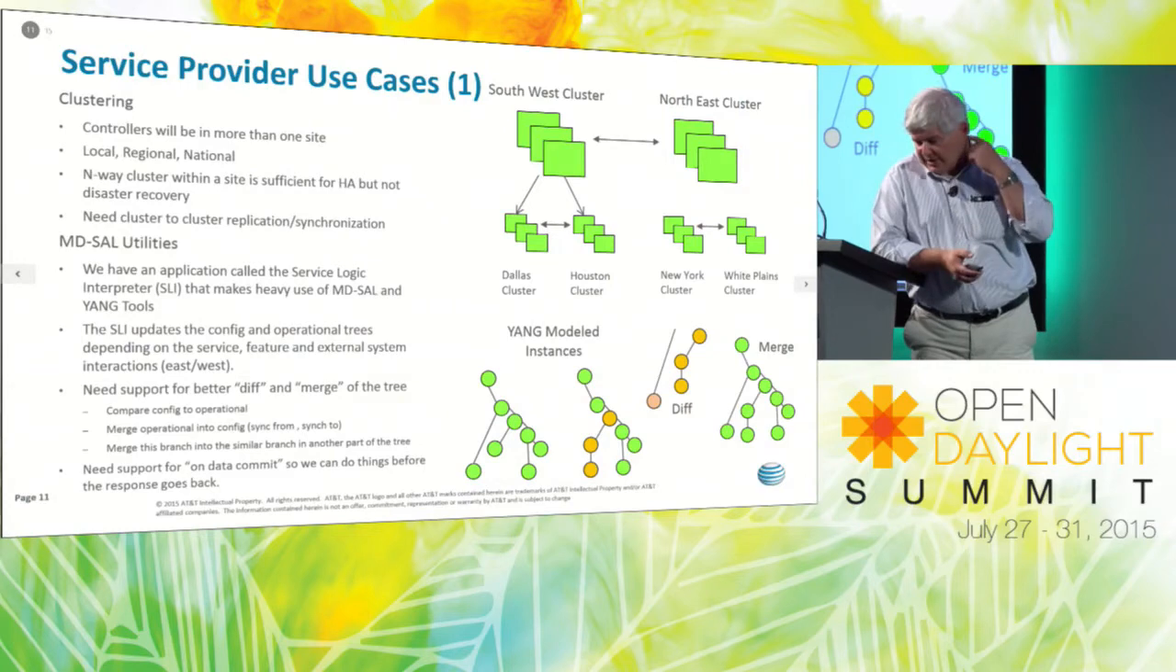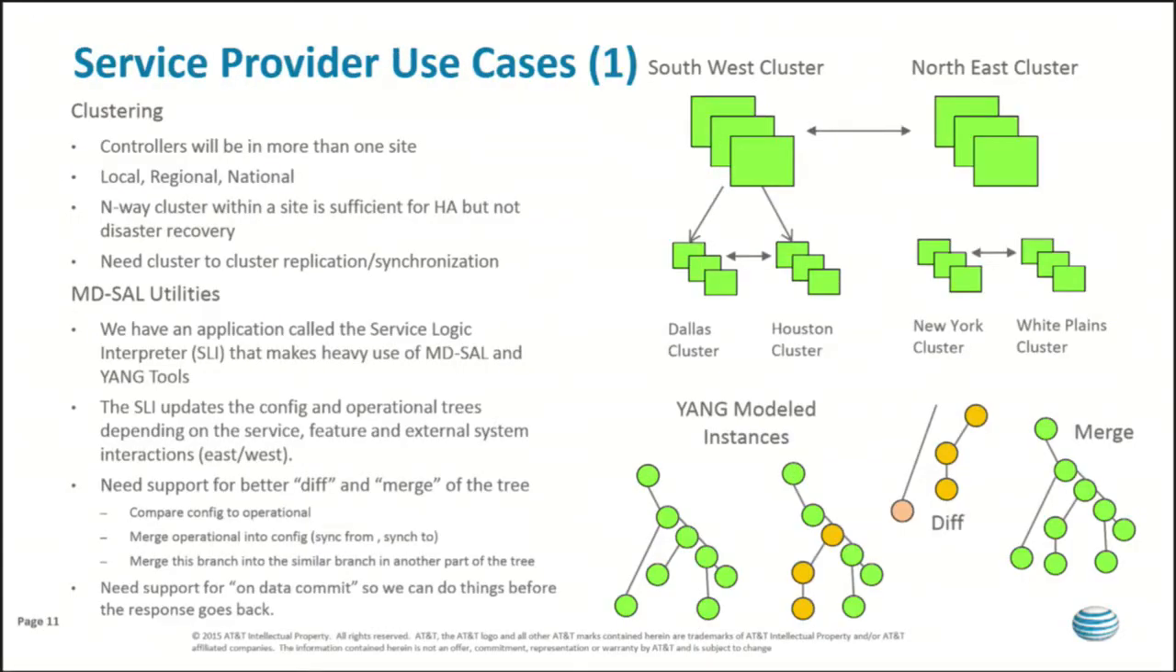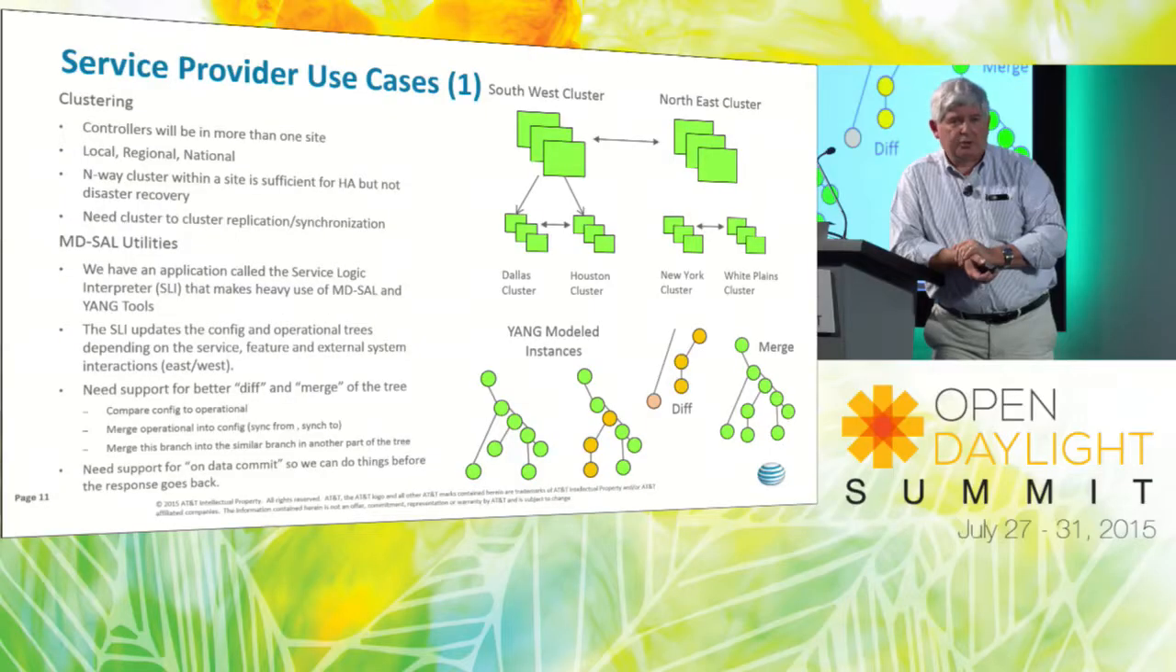Another use case here is clustering. Clustering has been challenging in the Helium environment. It's getting better in the Lithium environment. I think we all recognize as you start talking about global deployments of OpenDaylight instances, we will have HA clustering, 3 to 5 nodes in a cluster in a particular location. We will always have a DR site, whether it's active-active or active-standby, but then there will also have to be regions of controllers that talk to each other.